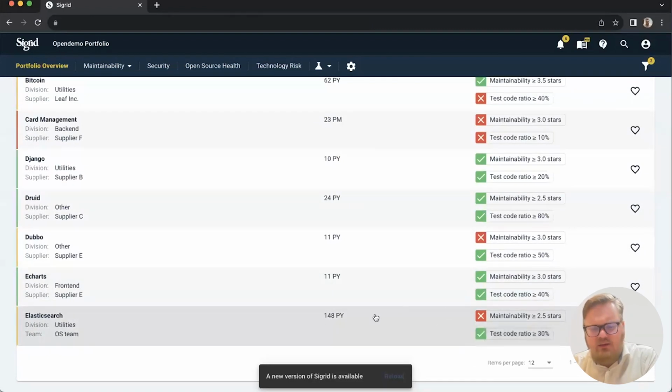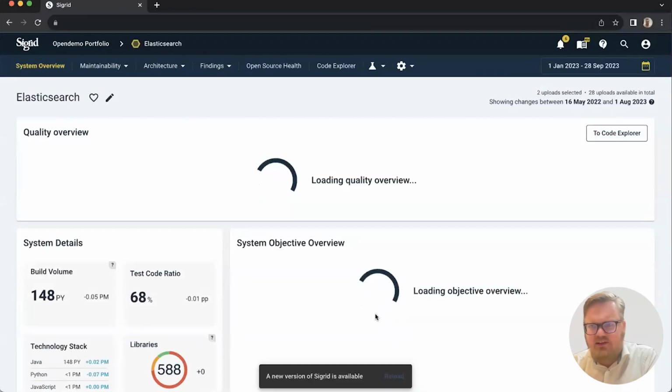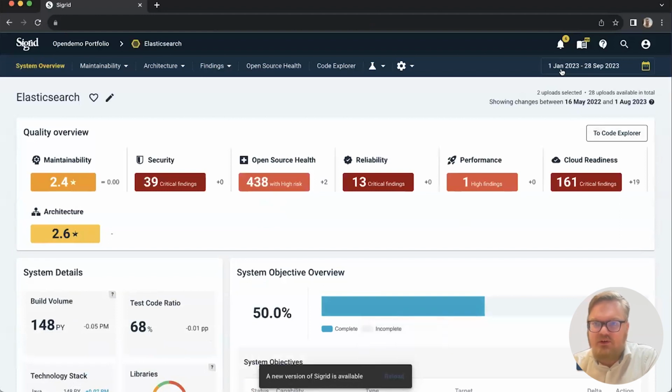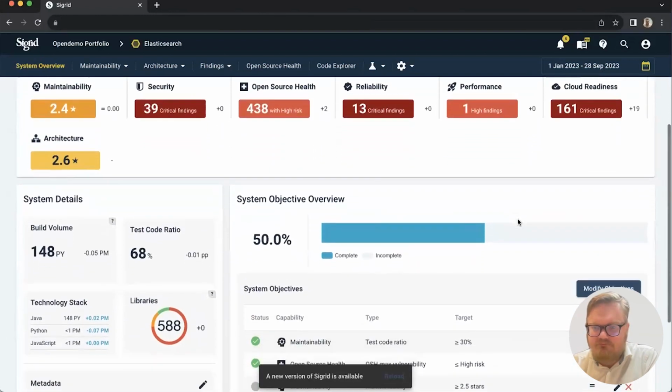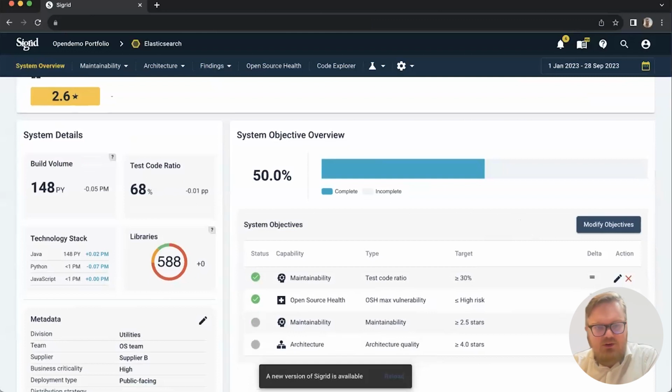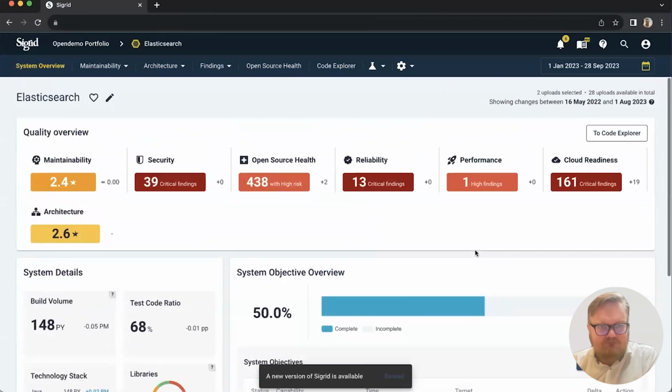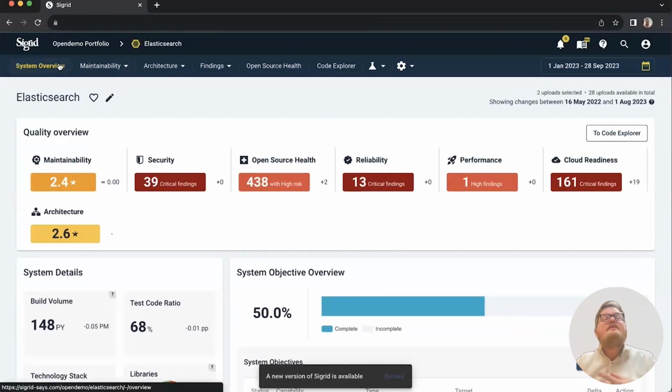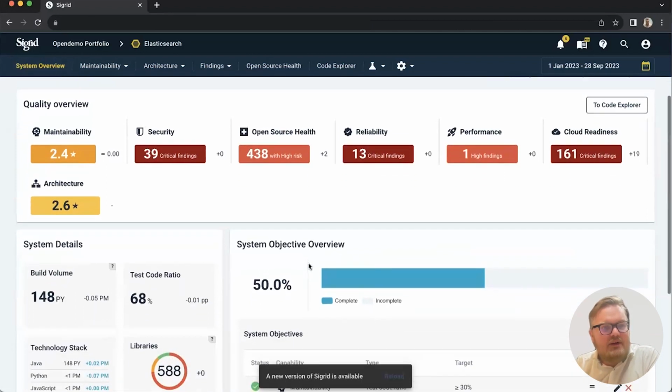And so Elasticsearch. Why is the maintainability 2.5? Let's take a look. We're still looking into the past year, and again, no delta here. Yeah, so this is pretty much in a nutshell how you can look into the goals.